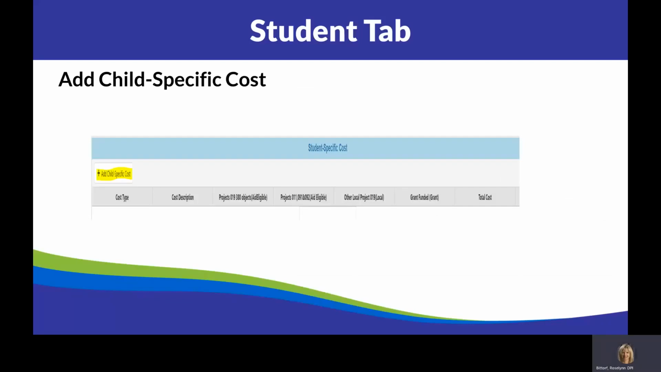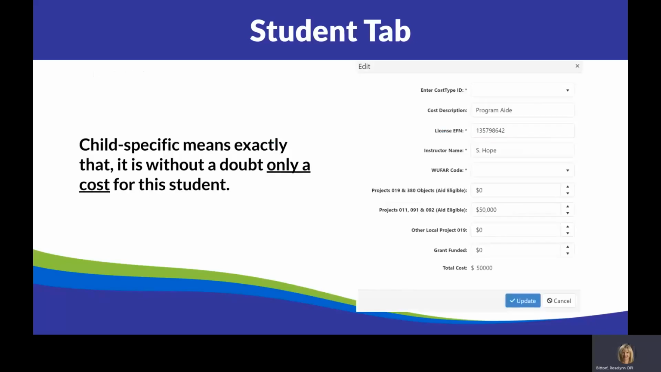Now let's add something child specific. By selecting the Add Child Specific Cost option, it brings up the fields to enter a child specific cost. In this example, I have entered a one-to-one program aid. Child specific means exactly that. It is without a doubt only a child specific cost for this student.